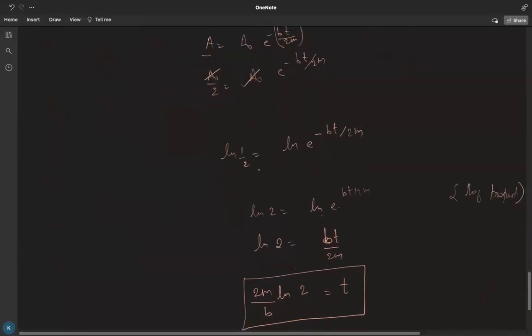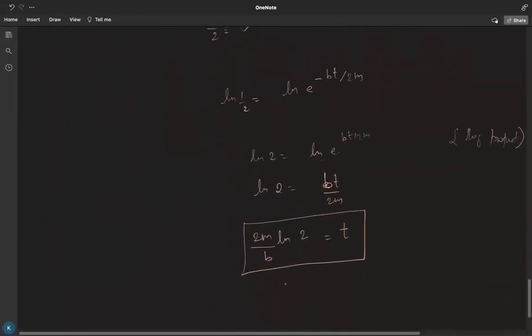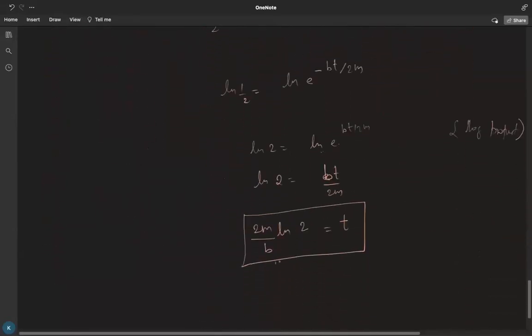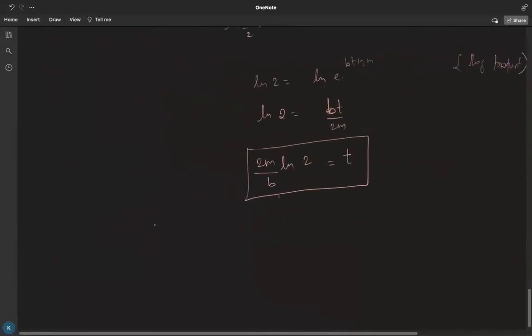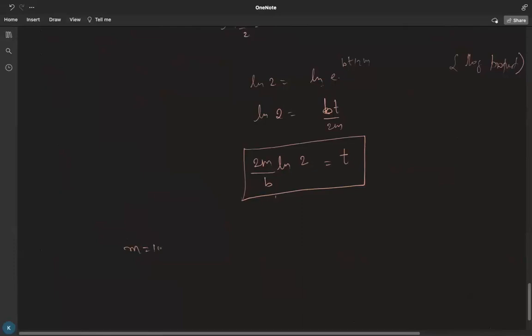And in the question, you have the mass and the damping constant given, so you can easily calculate. Like if I tell you to take the mass equal to 10 gram and b equal to 5 in SI units, then you are able to calculate the value of time: after how much time the amplitude becomes half, right?